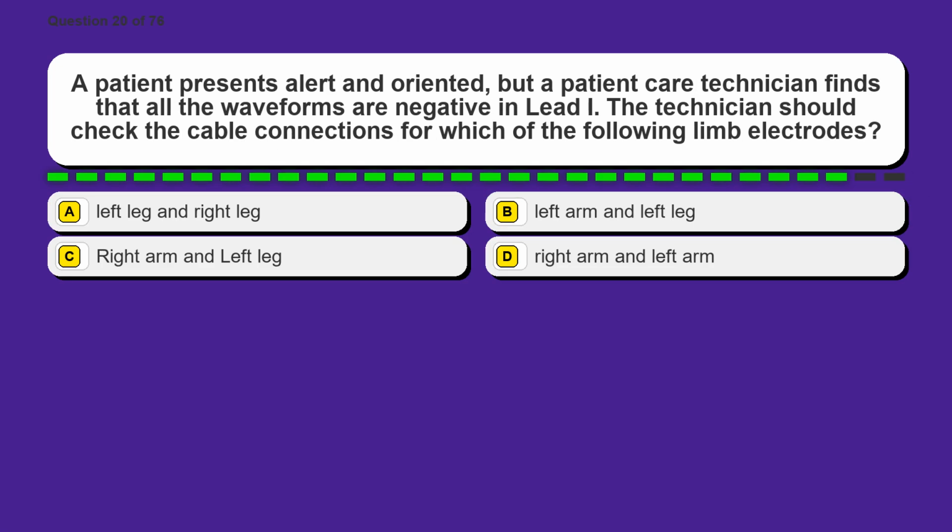Question 20. A patient presents alert and oriented, but a patient care technician finds that all the waveforms are negative in lead I. The technician should check the cable connections for which of the following limb electrodes? Option A, left leg and right leg. Option B, left arm and left leg. Option C, right arm and left leg. Option D, right arm and left arm.